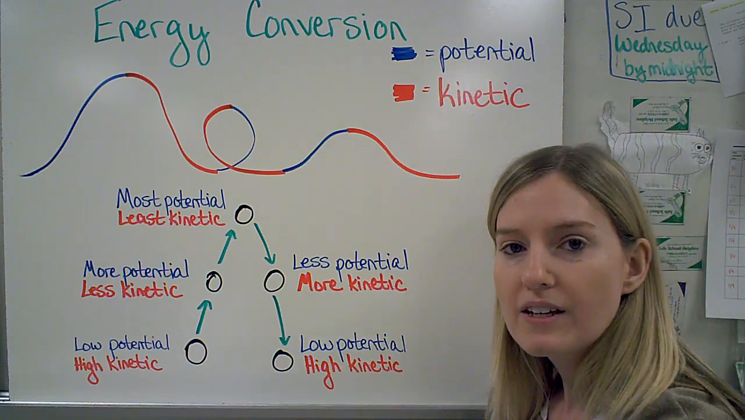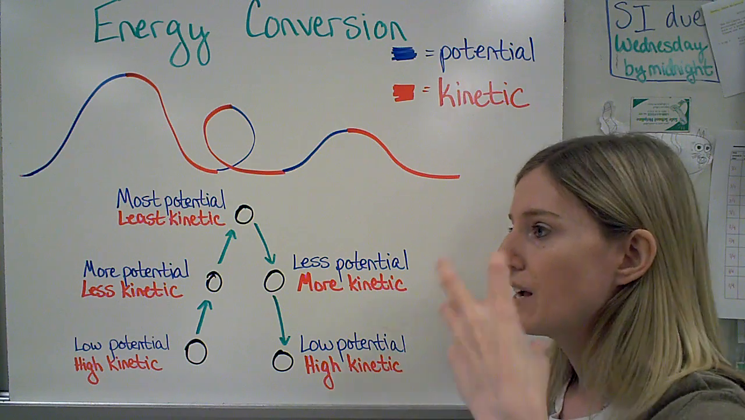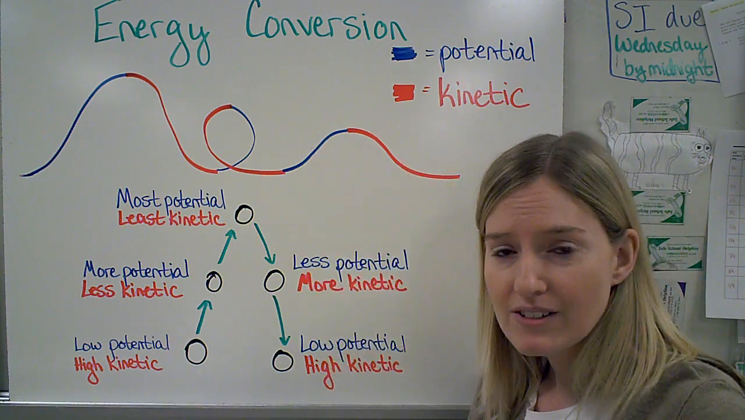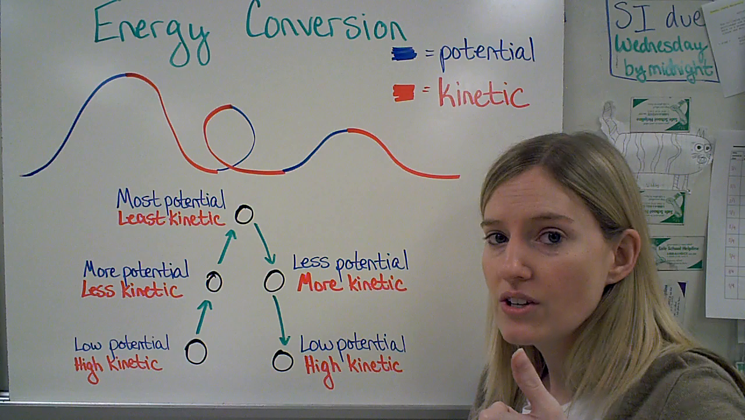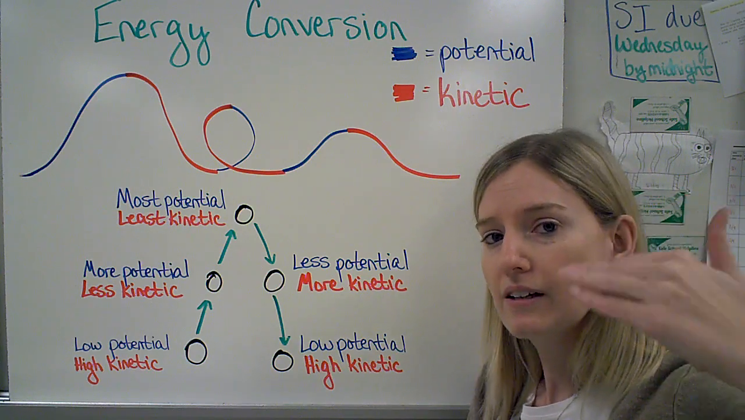So my potential and my kinetic energies can happen at the same time. Like if I have a ball flying through the air, it's moving, so that's kinetic, but it's also got potential energy because it has a certain amount of height to it.